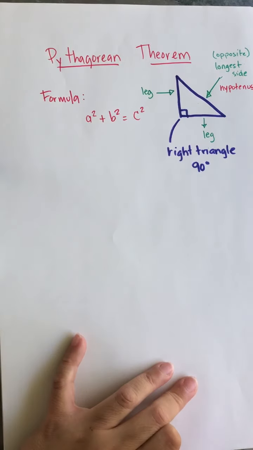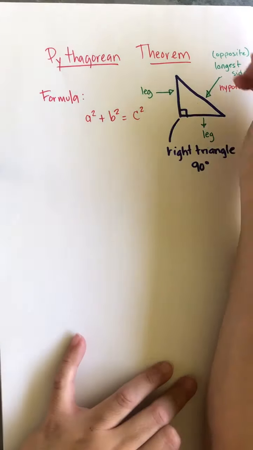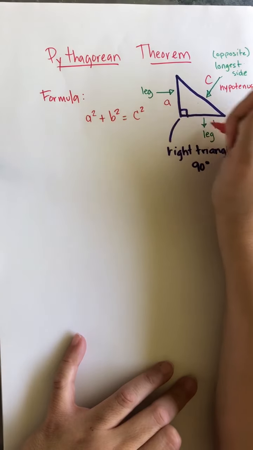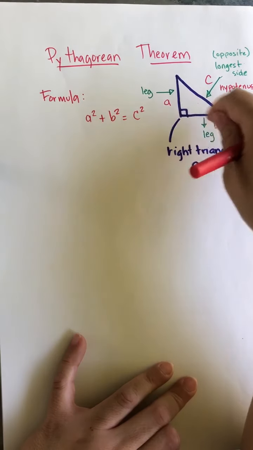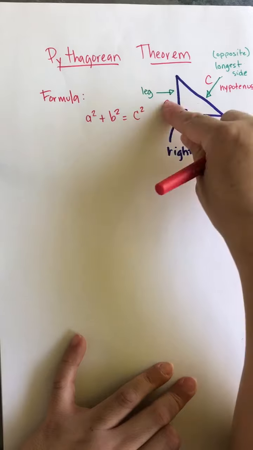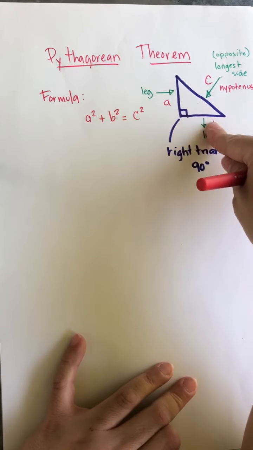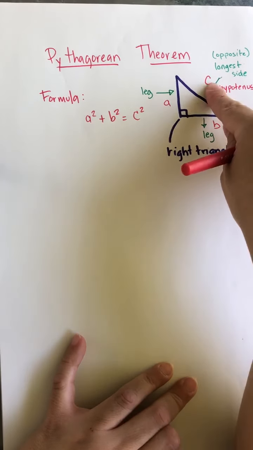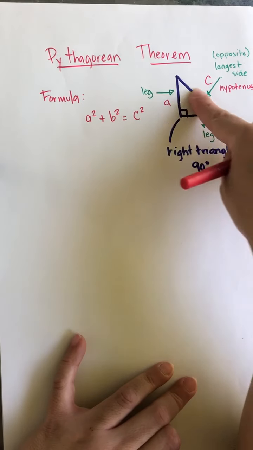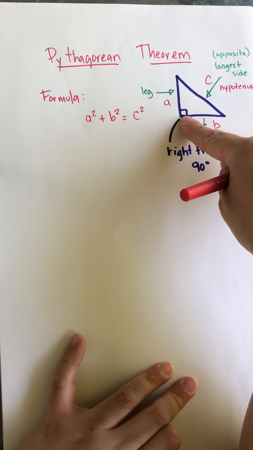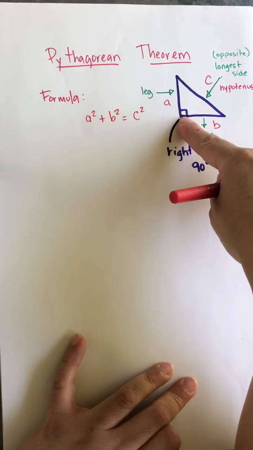So when we label these, this one's usually C, this one's either A, and this is either B. These two could be either way, meaning I could have B here and A there. It doesn't really matter with this one, except this is the most important. You have to know that this is the longest side, and it's always opposite of the right triangle.